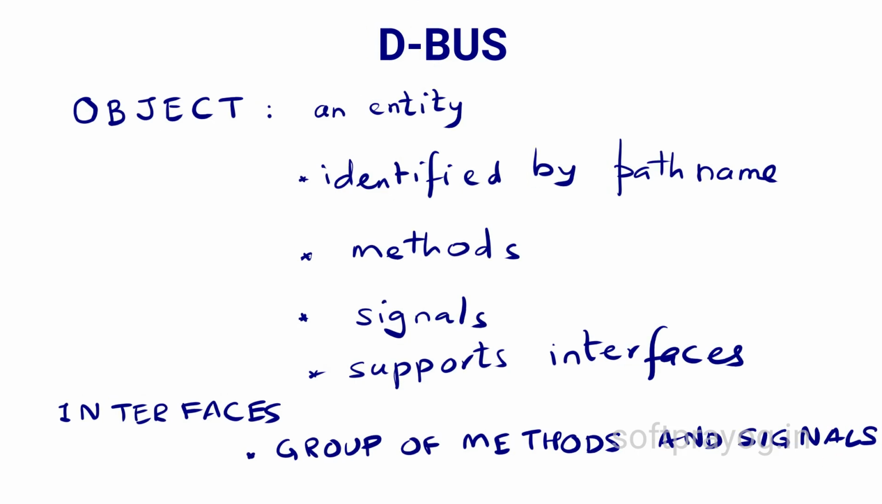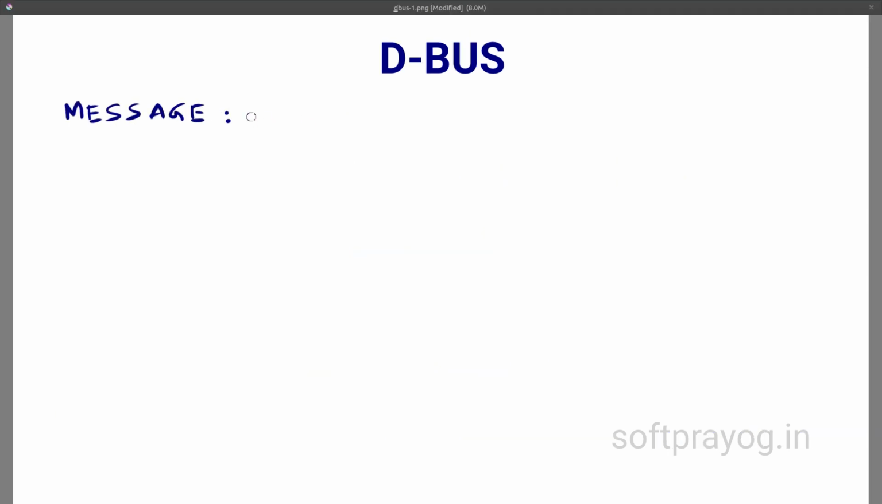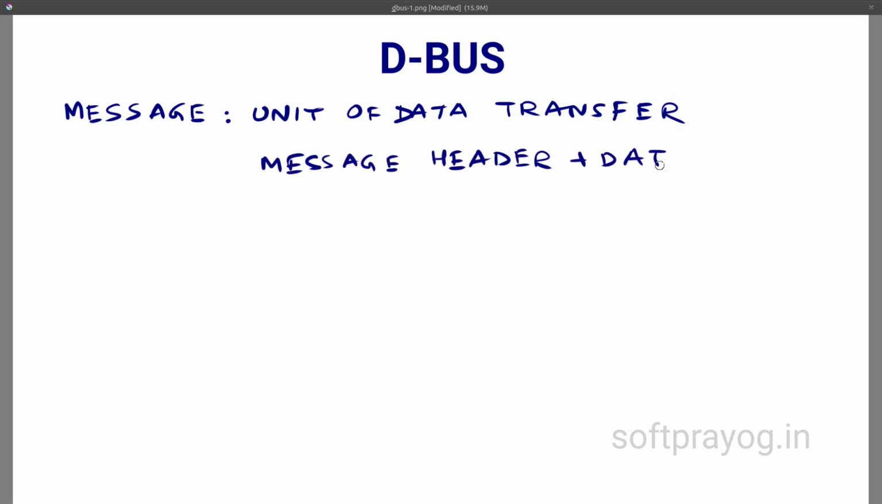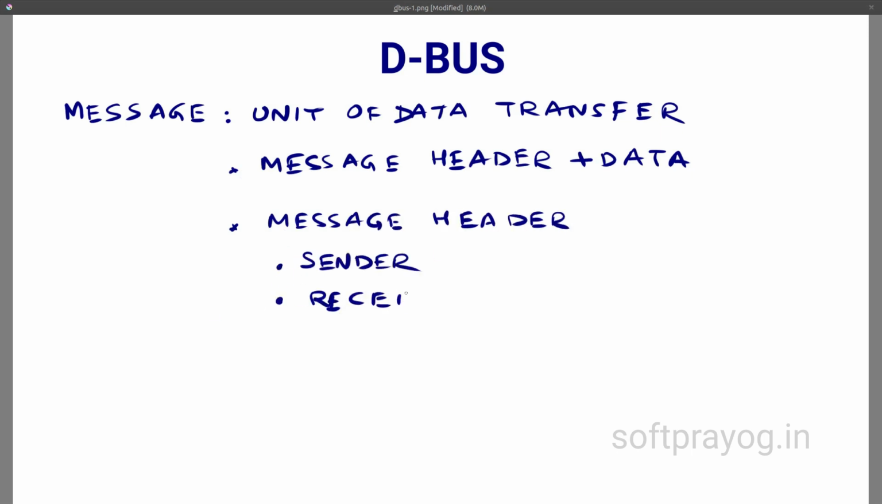Interfaces. An interface is a group of methods and signals. An object supports one or more interfaces. Message. A message is a unit of data transfer between processes. Data is transferred between processes in discrete messages. A message contains a header and a data payload. The message header contains the sender and receiver information and the message type.